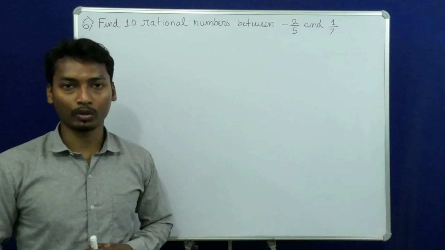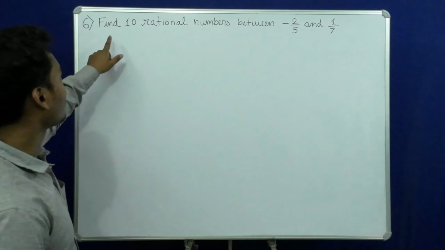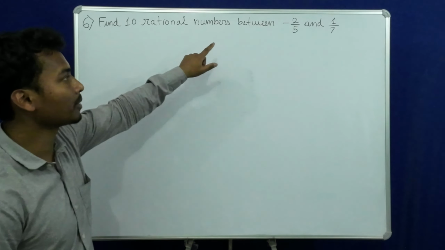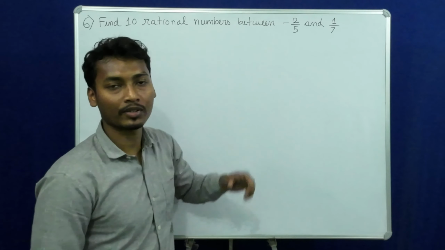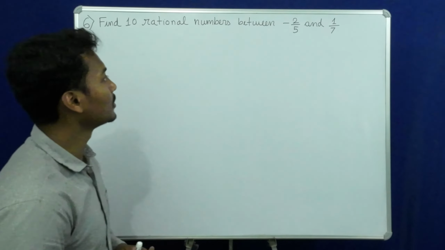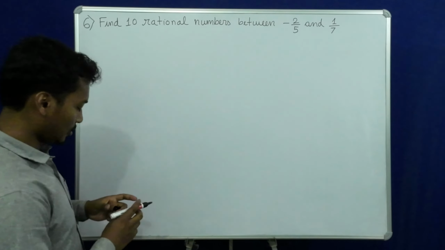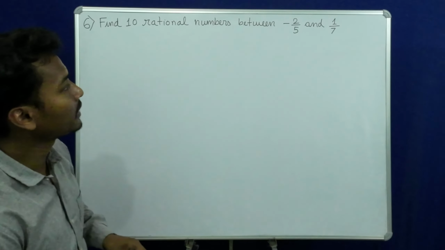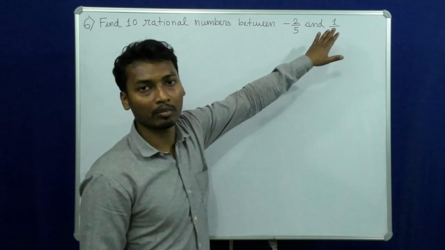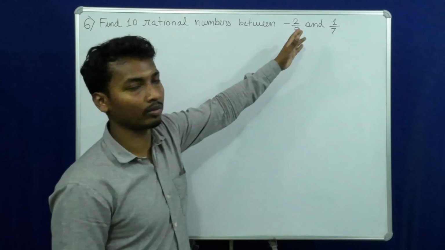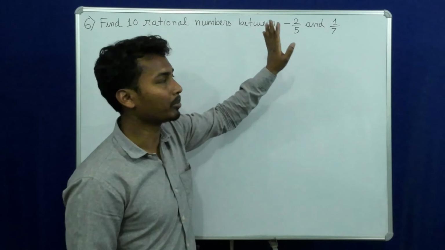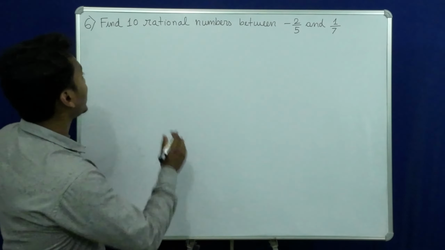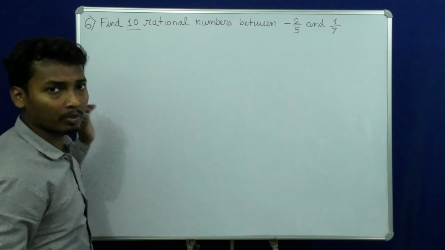Last question for today's lesson. Find 10 rational numbers between negative 2 by 5 and 1 by 7. So here you see that there is a negative rational number and a positive rational number. So clearly we can understand that this is greater than this rational number. Now we have to find 10 rational numbers between them.